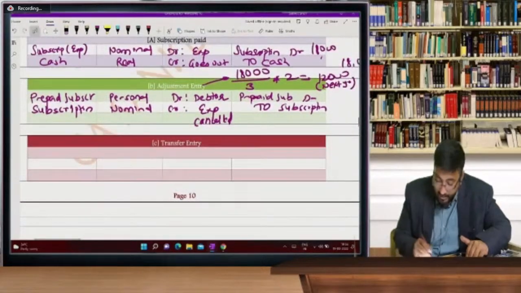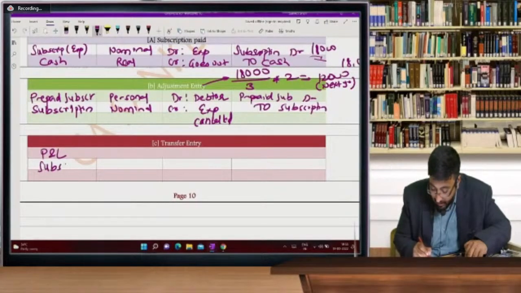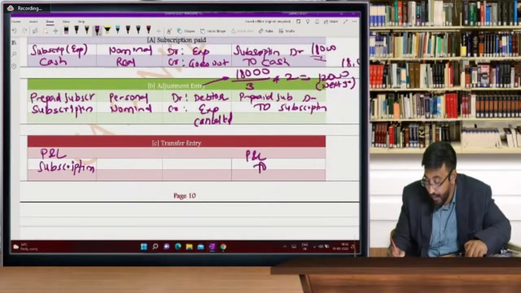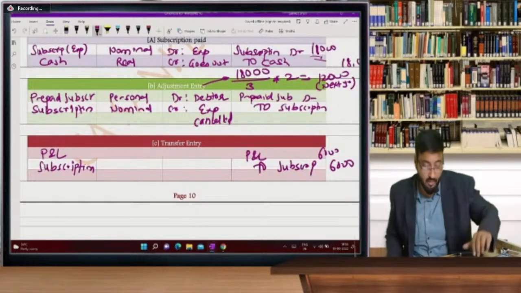And then transfer entry. Now balance in subscription is 6,000. So P&L account and subscription account. So that is the balance transfer. So entry will be P&L account debit to subscription directly 6,000. Accounts are getting tallied. Subscription over.